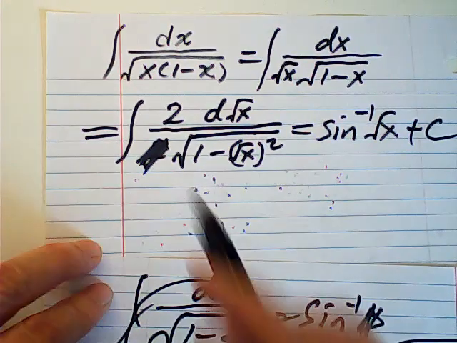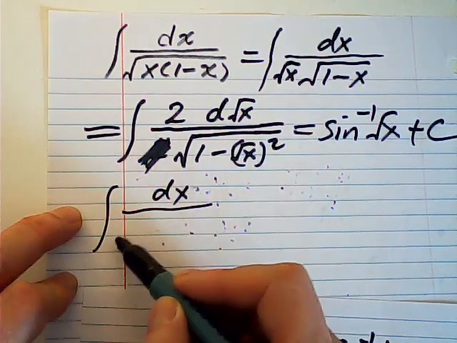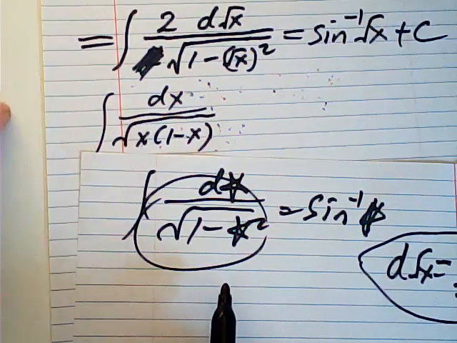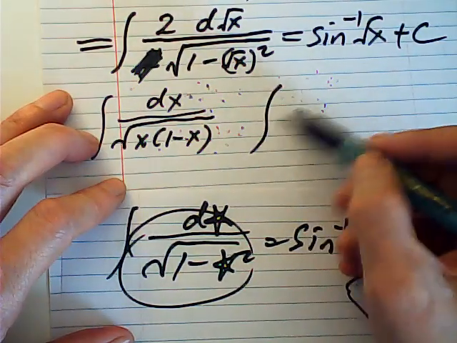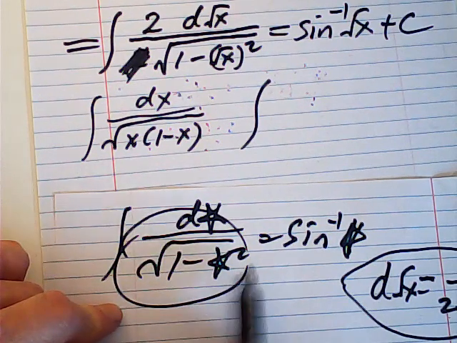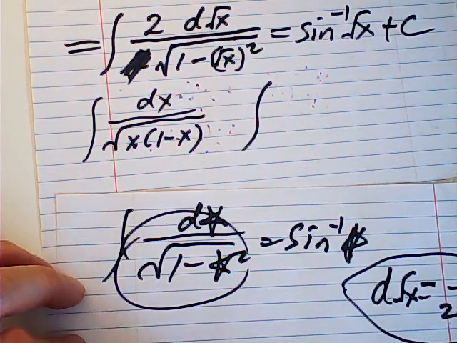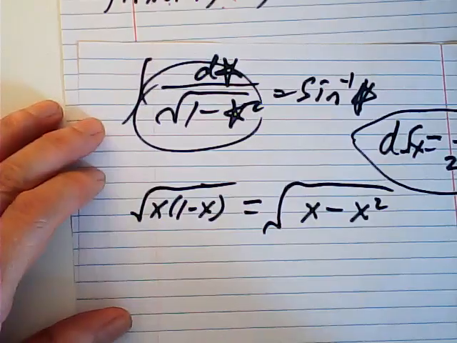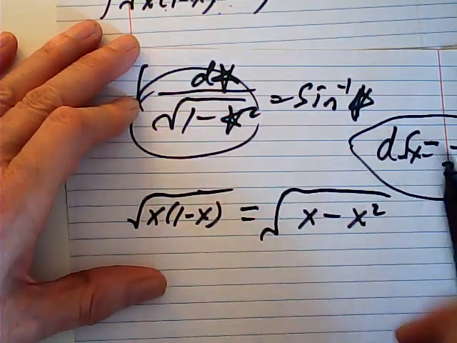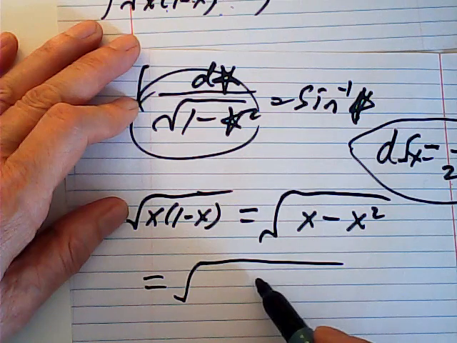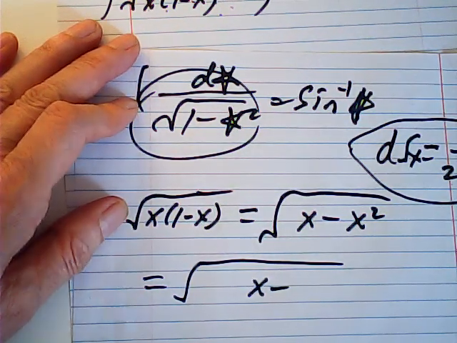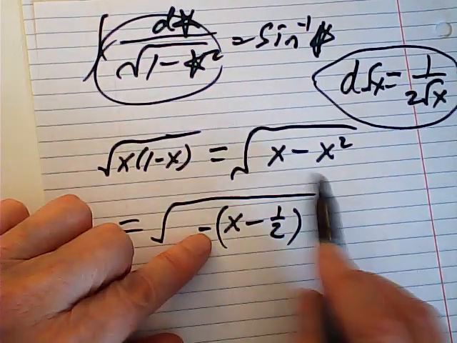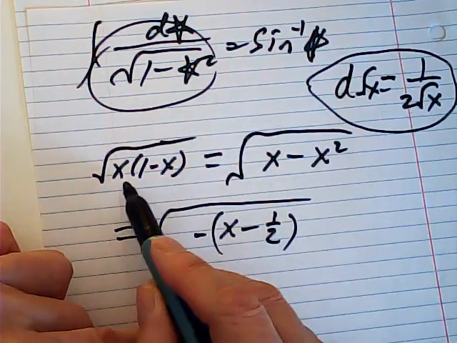That is method 1. Now method 2. This is dx over square root of x times 1 minus x. If I'm still using this idea, I must have something like this in the denominator. Now x(1 minus x) is equal to x minus x squared. Now I need something squared, so I have to complete the square. This will be negative x minus half squared plus 1/4. I don't have a 1/4 here, so I take a 1/4 away.